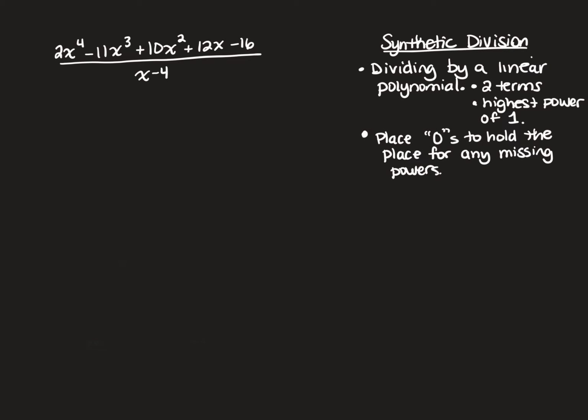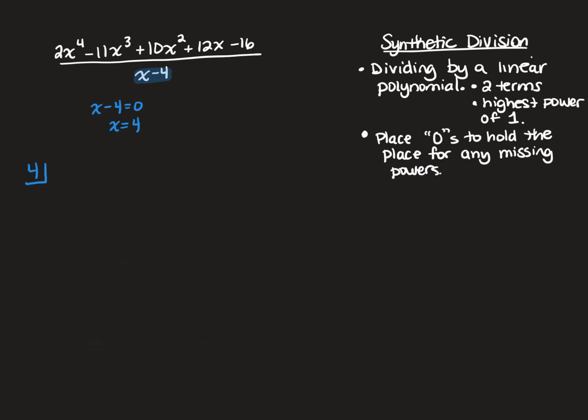Okay, now let's show how this is set up. So the first thing I'm going to do is take whatever it is that I am dividing by, so that x minus 4, and I'm going to set it equal to 0 and solve to get x equals 4. What I do with that is I place it in a little box all by itself. It's a special number, it gets its own special place.